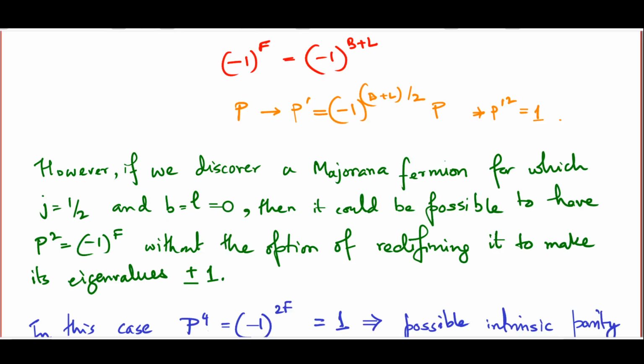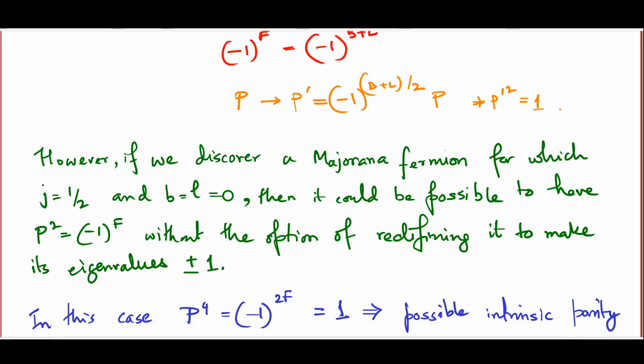So if you had a Majorana particle, then it's possible to have P² equal to (-1)^F. But here, (-1)^F will no longer be equal to (-1)^(B+L). Note that B+L for a Majorana fermion is 0. So (-1)^(B+L) would be plus 1, whereas (-1)^F, if a reaction occurred where you had an extra Majorana fermion on one side, would be minus 1. So in such a situation, it would be impossible to redefine P² and ensure that the new parity operator has eigenvalues of plus and minus 1 only.